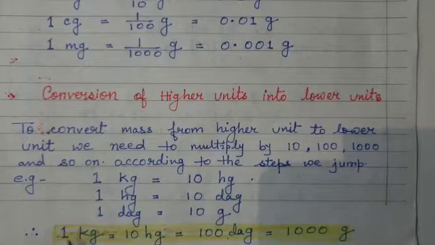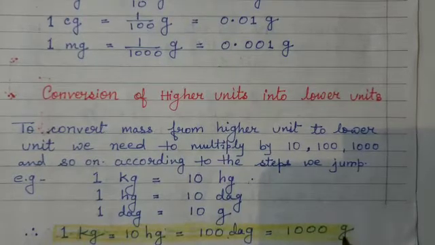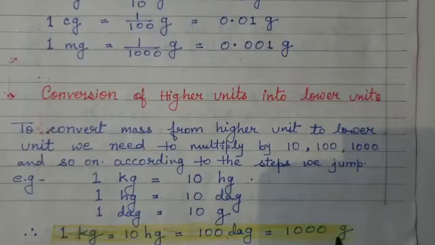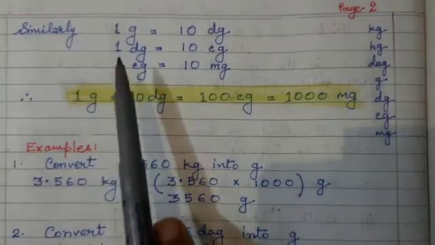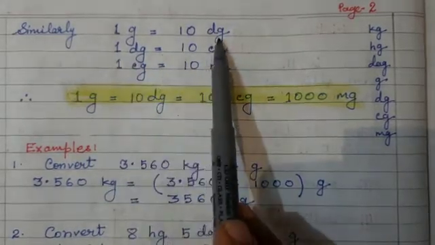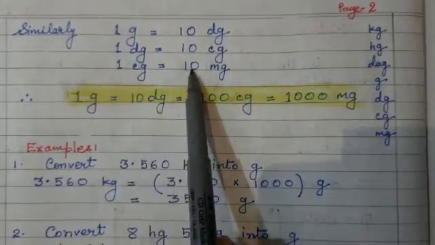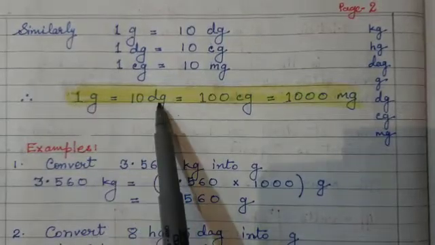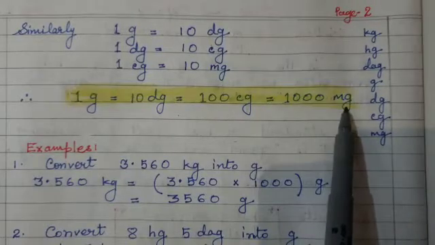Finally, we can say that 1 kilogram is equal to 10 hectogram is equal to 100 decagram is equal to 1000 gram. So 1 kg is equal to 1000 gram. Similarly, 1 gram is equal to 10 decigram, 1 decigram is equal to 10 centigram and 1 centigram is equal to 10 milligram. So 1 gram is equal to 10 decigram is equal to 100 centigram is equal to 1000 milligram.